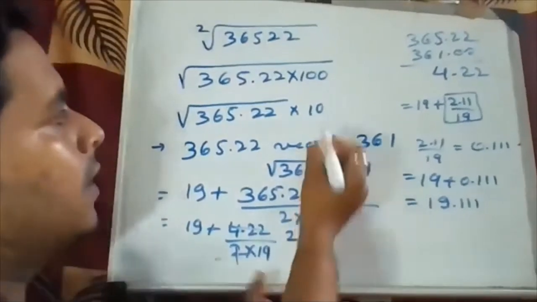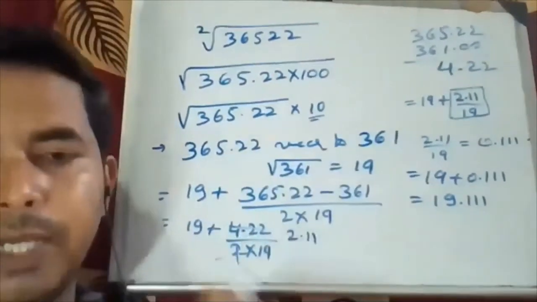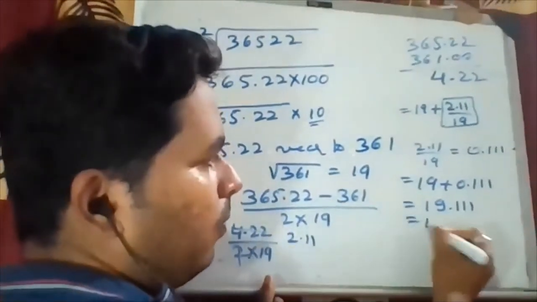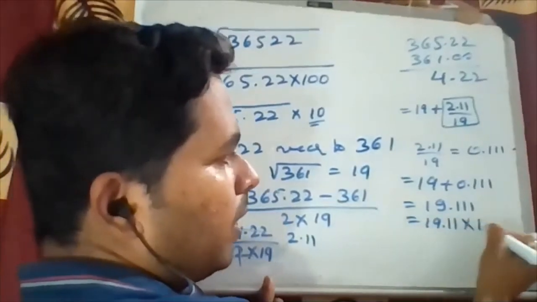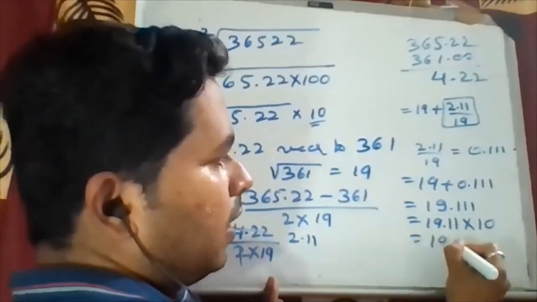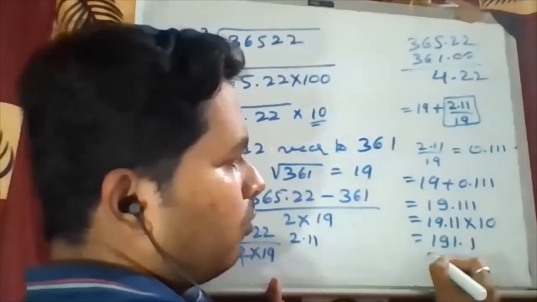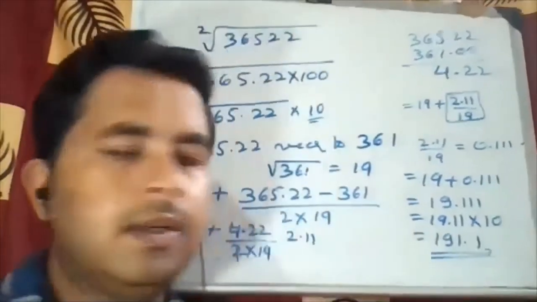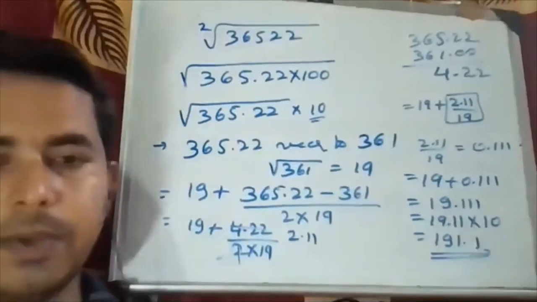19.11 आएगा. So इधर क्या हमको ऐड करना है? Into 10 करना है. So इसको मैं क्या करता हूँ? 19.11 को 10 से मल्टीप्लाई करता हूँ. So मुझे कितना आता है? 191.1. So this is your answer.